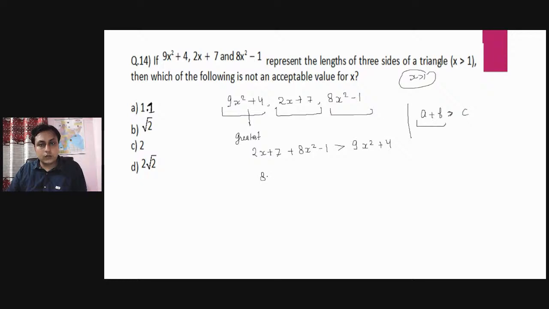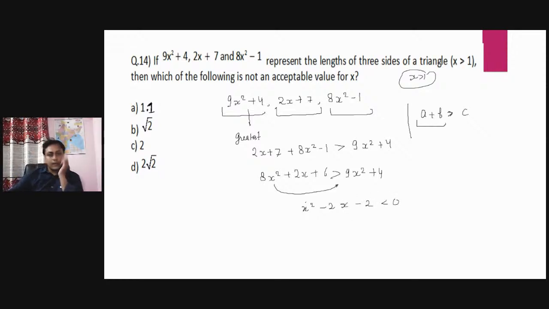So when you solve this, it comes out to be 8x square plus 2x plus 6 greater than 9x square plus 4. When you solve this, 9x square minus 8x square means x square, minus 2x, 4 minus 6 means minus 2, less than 0. So the equation is what? x square minus 2x minus 2 less than 0, right?